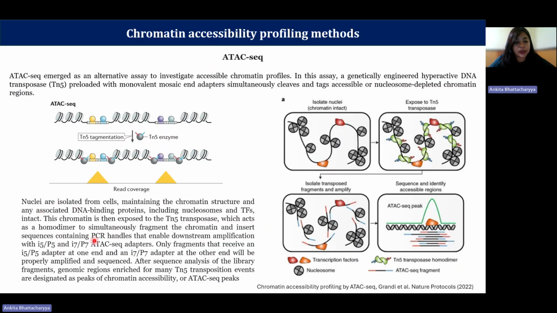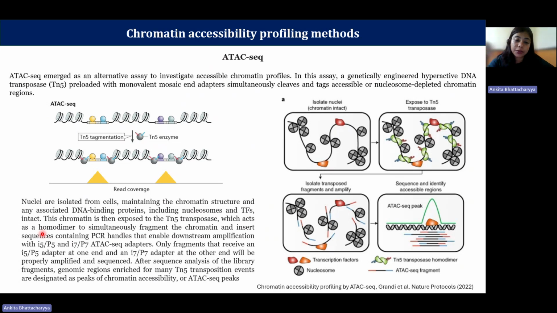You once again isolate nuclei from cells, and the chromatin structure and any other associated DNA binding proteins, including nucleosomes and transcription factors, are kept intact. Then the chromatin is subject to treatment with TN5 transposase, which acts like a homodimer that allows it to simultaneously fragment the chromatin and insert certain sequences which enable downstream amplification, which are these two types of adapters. One is the I5/P5, the other one is I7/P7. These are ATAC-seq adapters.